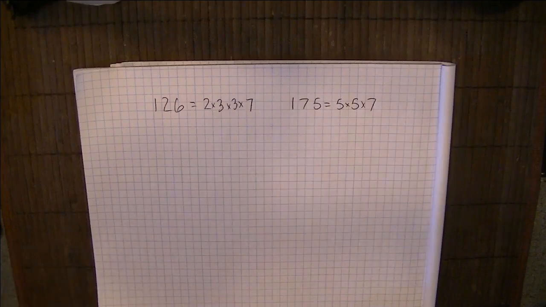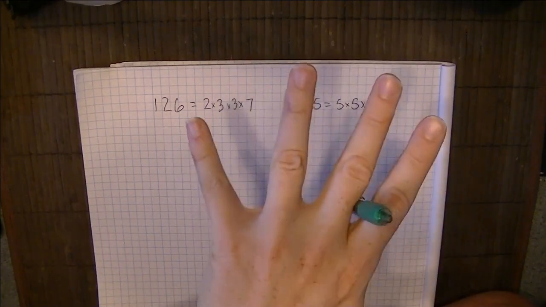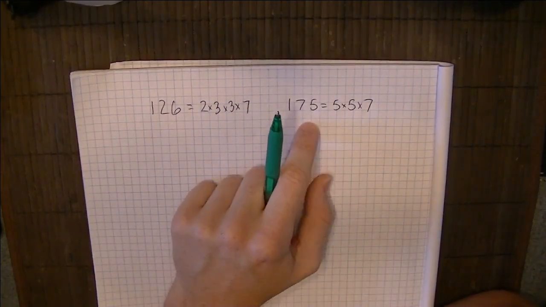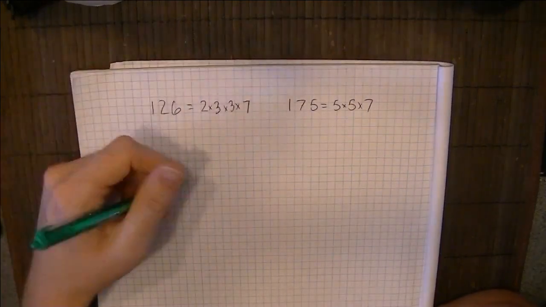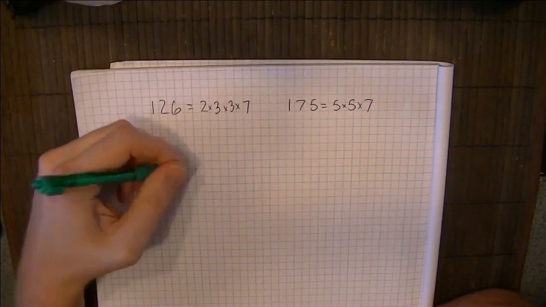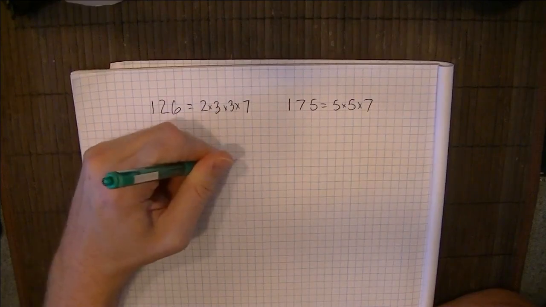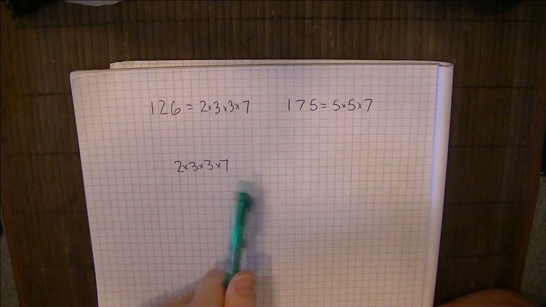Okay, so what we need to do is look at what these numbers are built out of, and then build a new number using just what we need to make sure that the new number has everything to build 126 and everything to build 175. So let's start by writing out the prime factorization of 126, because we know that at least there will have to be a 2, 2 3s, and a 7 in our new number, to build our new number.